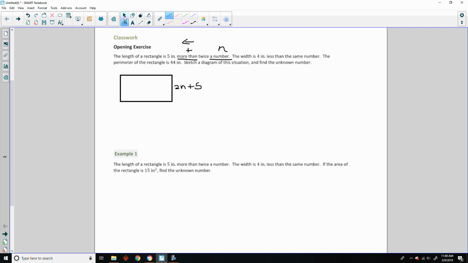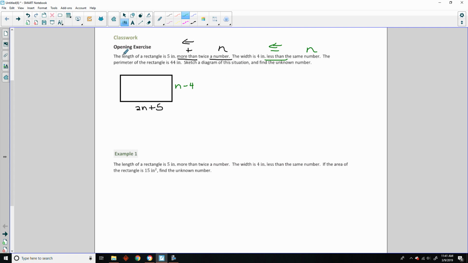Okay, so that's the length. I put it in the wrong place, so let's put it right here. So there is my 2n plus 5, the length. The width is 4 inches less than. Less than means subtract and read it right to left. The same number n. So that would be n minus 4. Okay, so there's our diagram label. Sketch a diagram of the situation and find the unknown number.